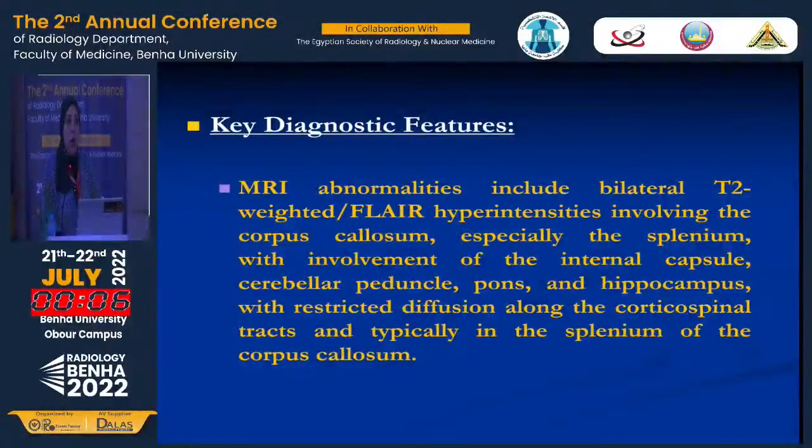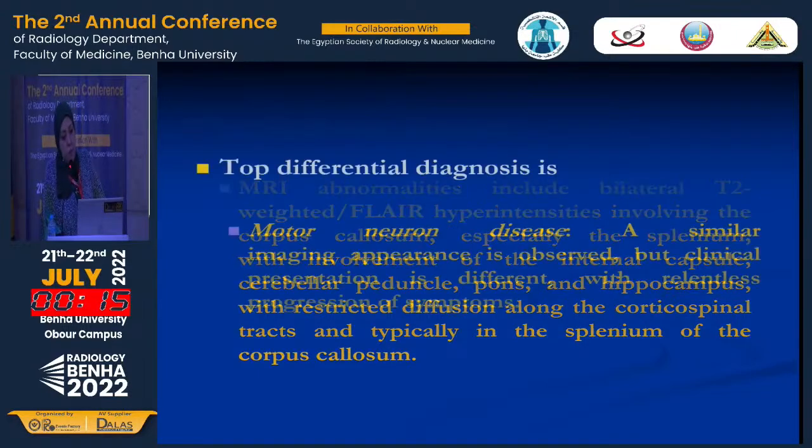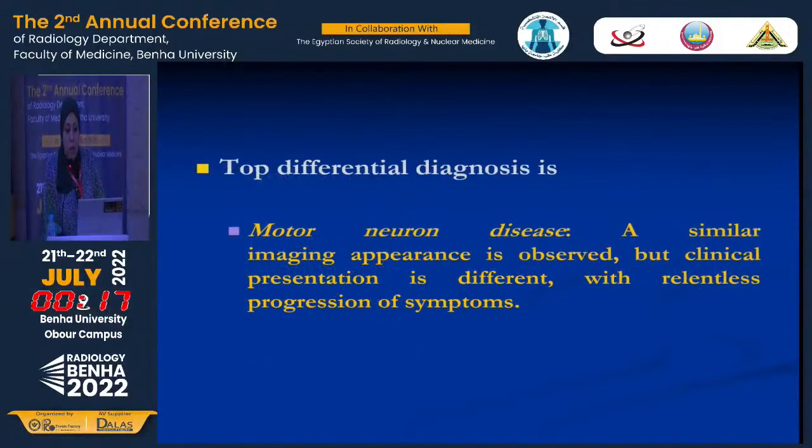I just need 1 minute for the last case. So hypernatremia is a very important emergency situation, exactly like hyponatremic myelinolysis. The top differential diagnosis is motor neuron disease, but the clinical picture of the patient and the lab profile help me narrow this differential and exclude motor neuron disease.